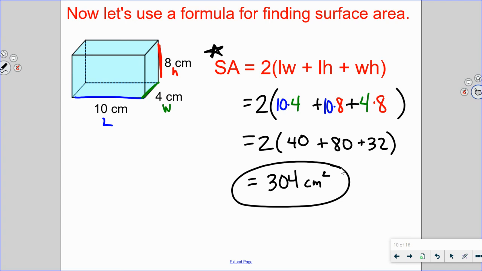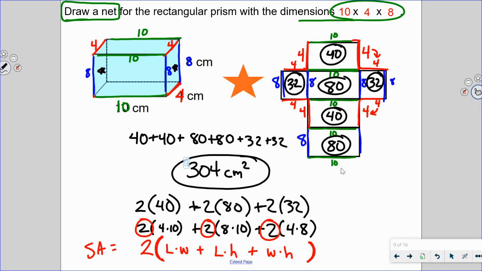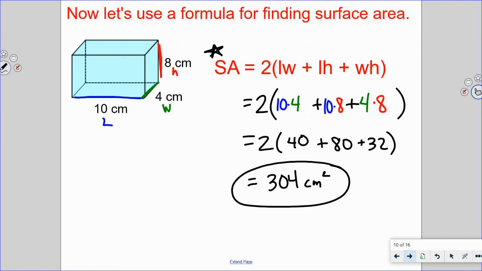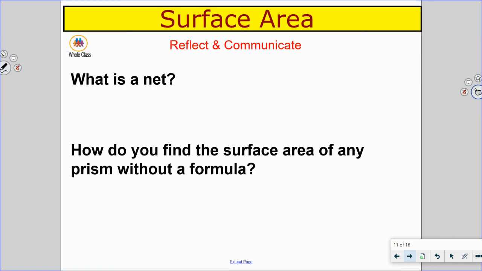While I would say that a strong student can do the formula, students with the strongest skills can do both the formula as well as perhaps the more necessary skill of finding nets, because there's not always a formula for every shape out there on this planet. So, drawing a net is going to be the more handy or important skill. Using a formula, I know everybody can substitute in numbers. Go ahead and pause, reflect. What is a net? How do you find the surface area of any prism that does not have a formula? Come on back when you're ready.